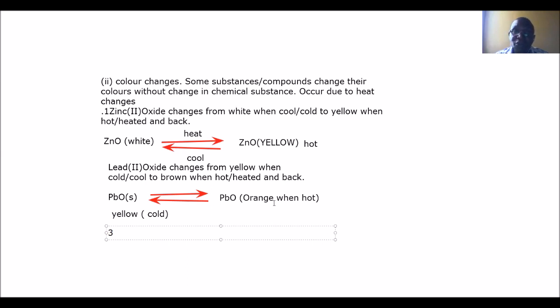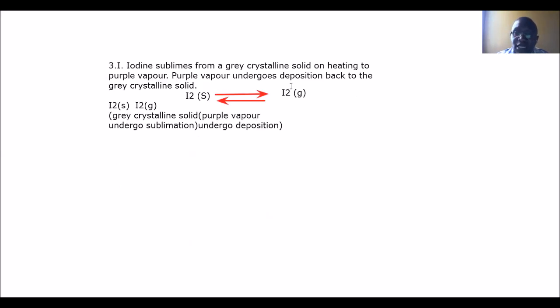That process can also be reversed, whereby you now subject the iodine vapor to low temperatures, where it will now get deposited to give us iodine solid in crystalline form. The forward reaction is sublimation. Then the backward reaction is deposition.